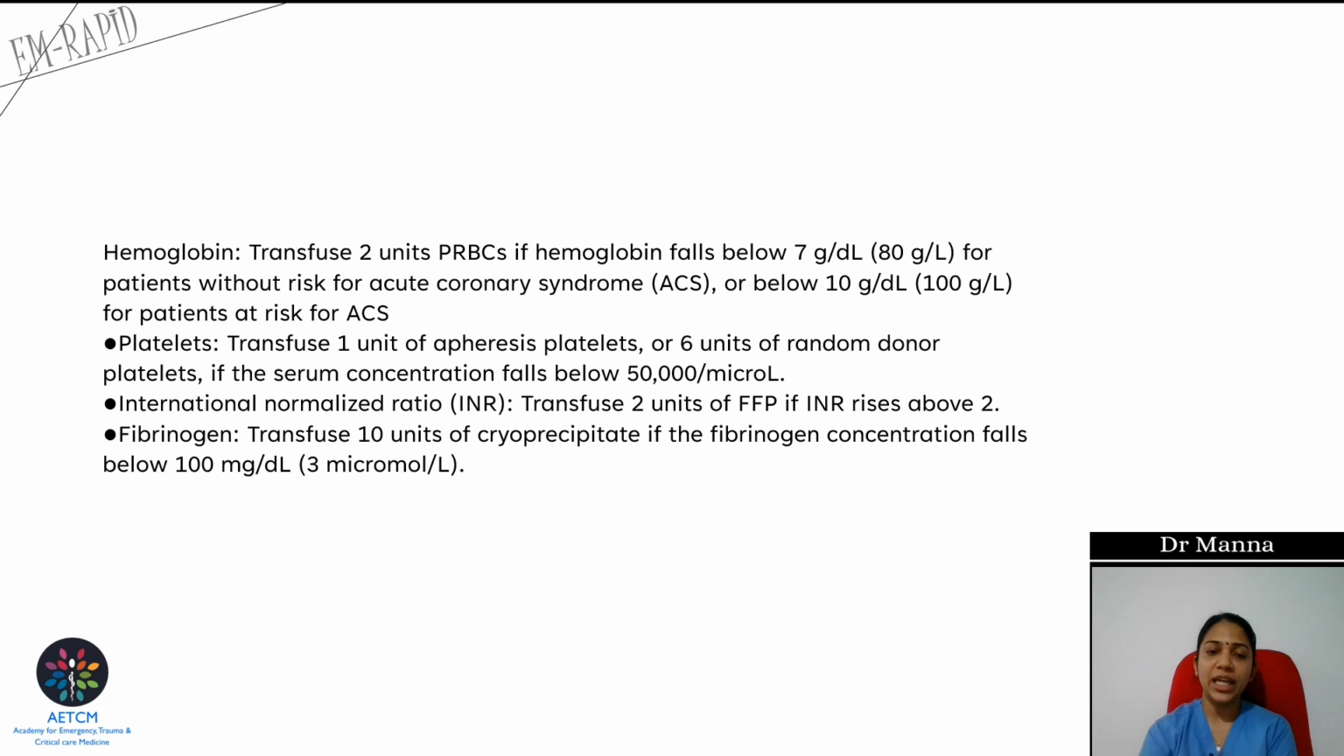So hemoglobin should be transfused, and we should target a hemoglobin of at least 7 gram per dL for a patient without any coronary artery disease. And if the patient is having some coronary artery disease, we should target a hemoglobin of more than 10 grams per dL. Platelets should be transfused in order to target a platelet value of more than 50,000. And if the INR is more than 2, we should transfuse the FFP. And if this patient is in DIC, then we will have to transfuse the cryoprecipitate. So if the fibrinogen is falling more than 10 milligram per deciliter, we should transfuse at least 10 units of cryoprecipitate.